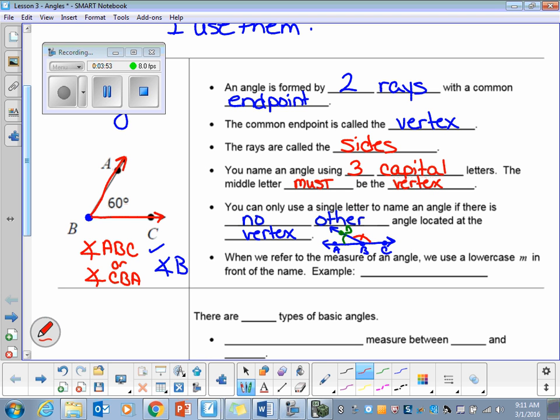When we refer to the measure of an angle, when we refer to how many degrees it is, we use a lowercase m in front of the name. So for example, the measure of angle ABC in my example over here equals 60 degrees.